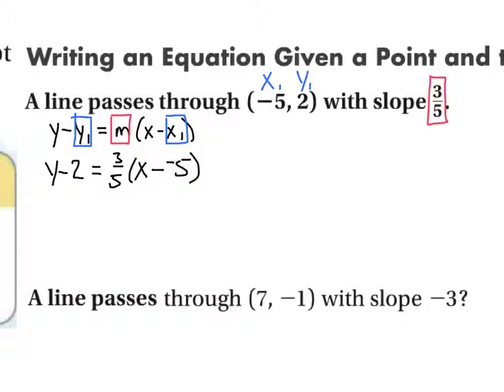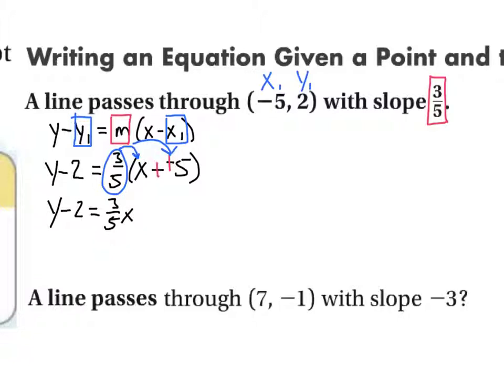Well, now all we have to do is write this in slope-intercept form. Okay? We got to write it in slope-intercept form. So, first thing I see is that minus a negative 5 is just plus 5. We have to distribute the 3/5. So we have y minus 2 equals 3/5 x.